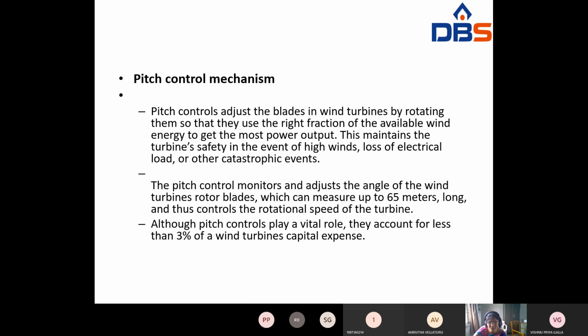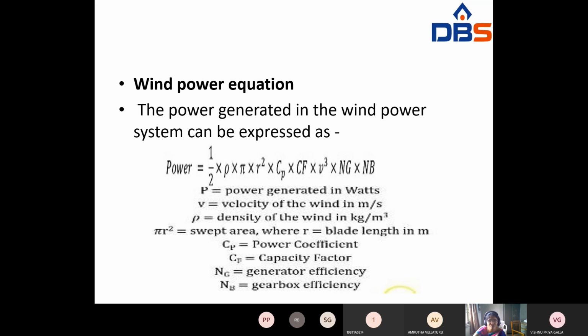Although pitch controls play a vital role, they account for less than 3% of the wind turbine's capital expenses. So maintaining the pitch control requires less than 3% of the cost.